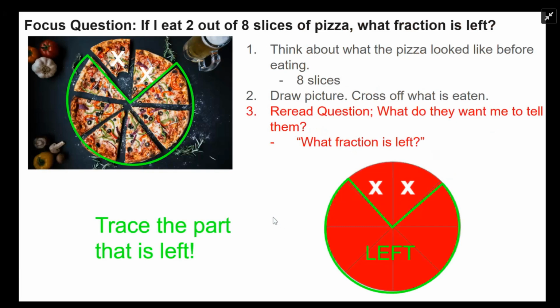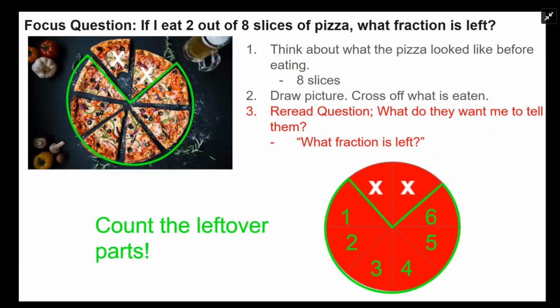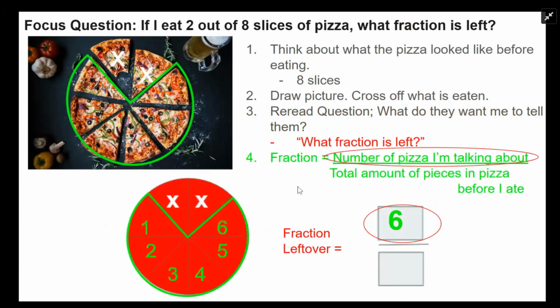Now I can find out what part is still left that isn't eaten. I'm going to trace that part with my green pen. Notice I've labeled it as leftover part or the left part. Not left and right, but it's short for leftover part. Then I'm going to count how many leftover parts there are. 1, 2, 3, 4, 5, 6 leftover parts out of 8 total that we began with.